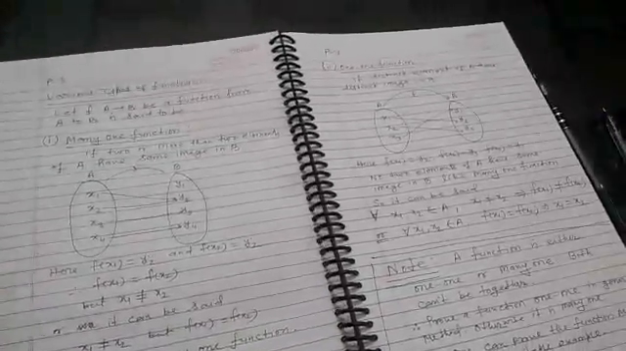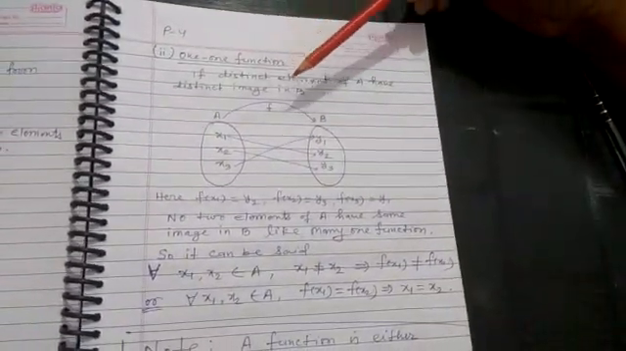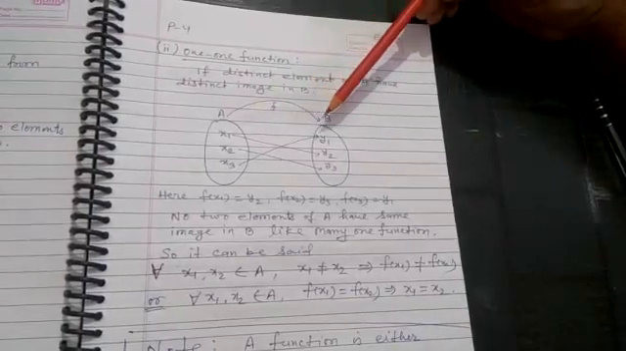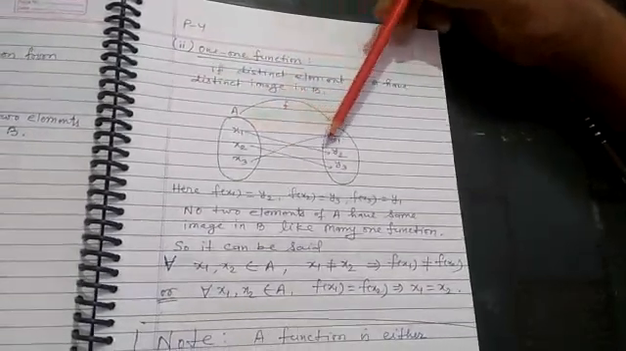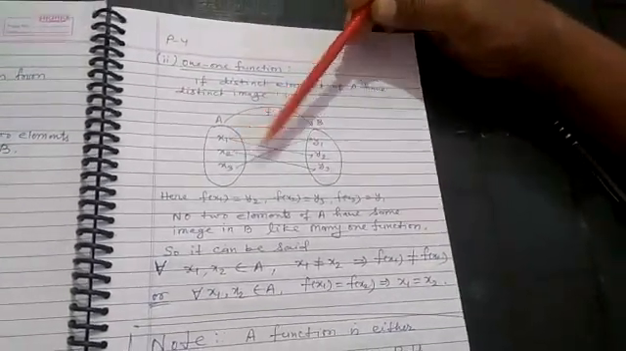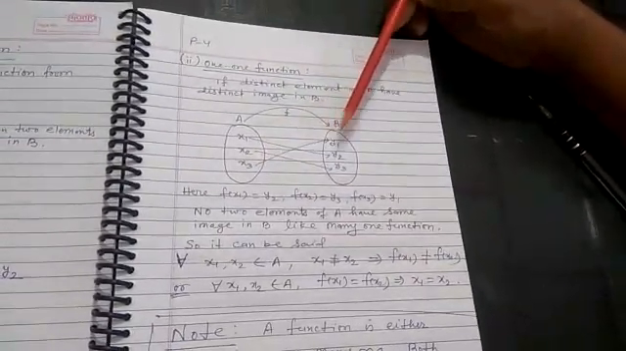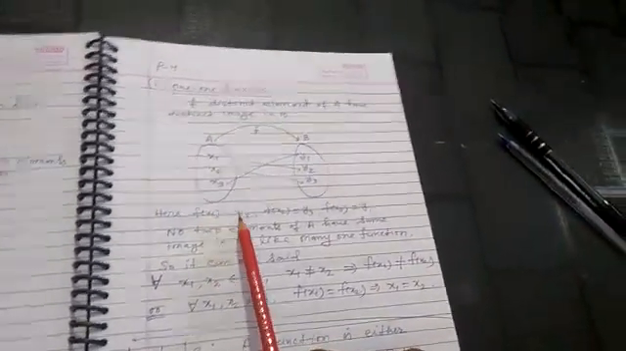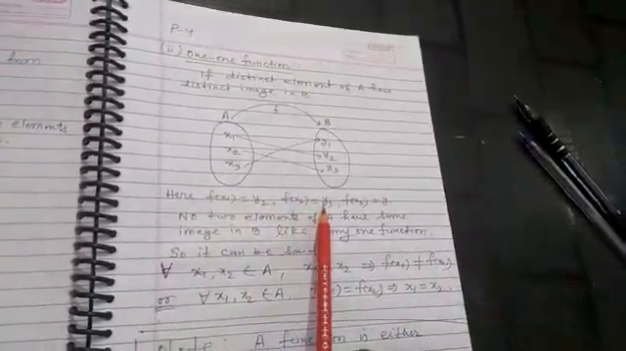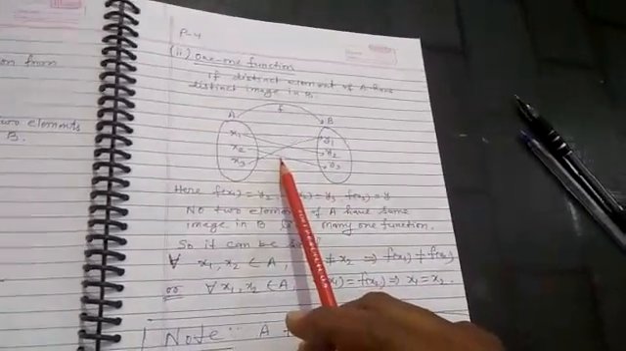Now we come to one-one function. In one-one function, what happens? Distinct elements of set A have distinct images in set B. Like x1 has the image y2, x2 has the image y3 and x3 has the image y1. So it can be written f(x1) equals y2, f(x2) equals y3, f(x3) equals y1, as it is mentioned in the figure also.